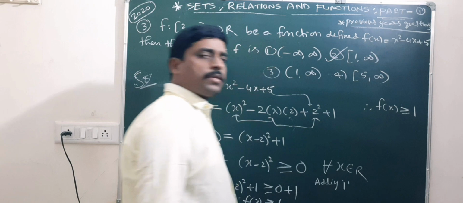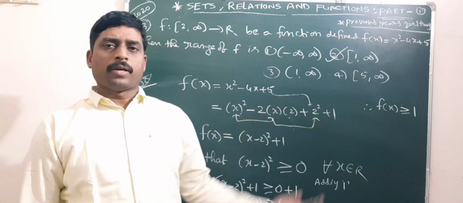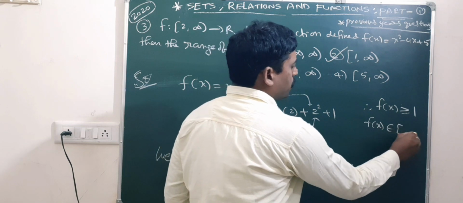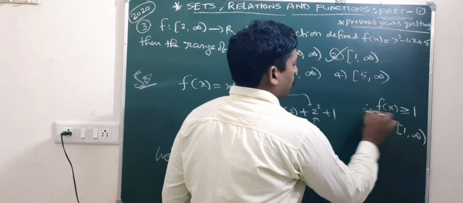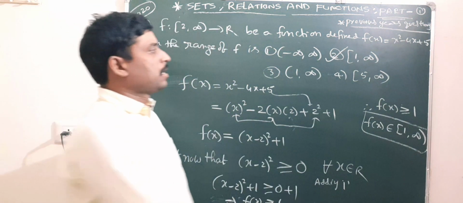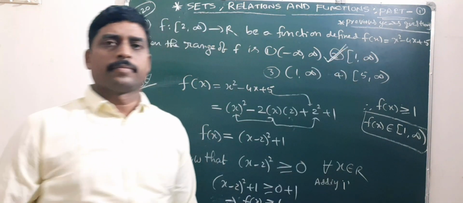So f(x) values are satisfied for values of 1 and more. Therefore, f(x) belongs to the closed interval [1, infinity). This is the range of f(x). So which option is correct? Option 2 is correct.